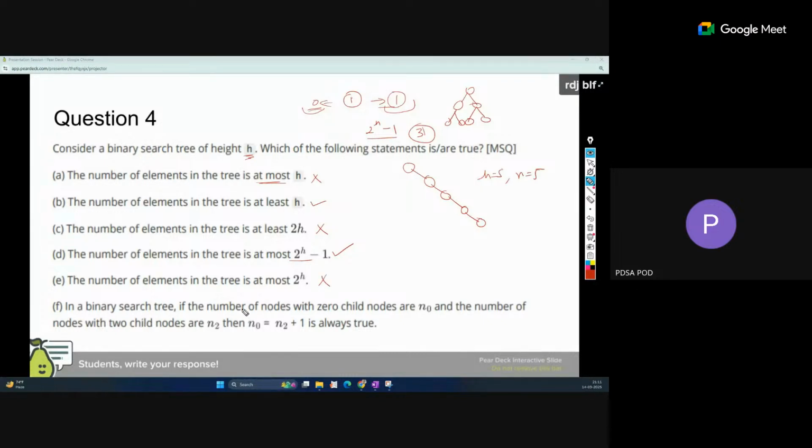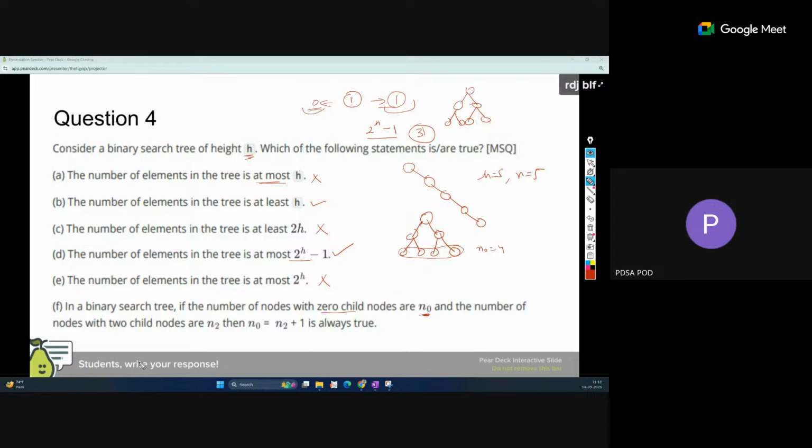The number of elements in the tree is at most h, this is wrong. And in a binary tree, if the number of nodes with zero children is n0, this is also one observation. What is the meaning of zero child and one child? Suppose we are creating this tree. The nodes with zero children are actually leaf nodes, so all these nodes are leaf nodes. For this tree, we can consider that n0 equals 4.